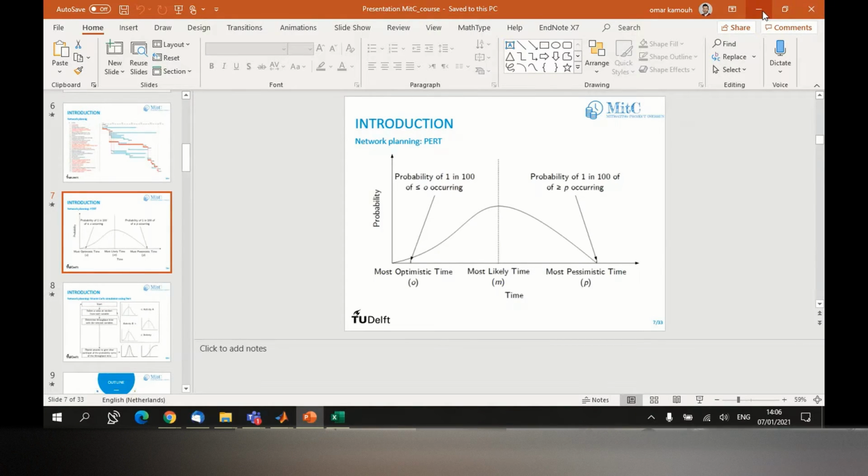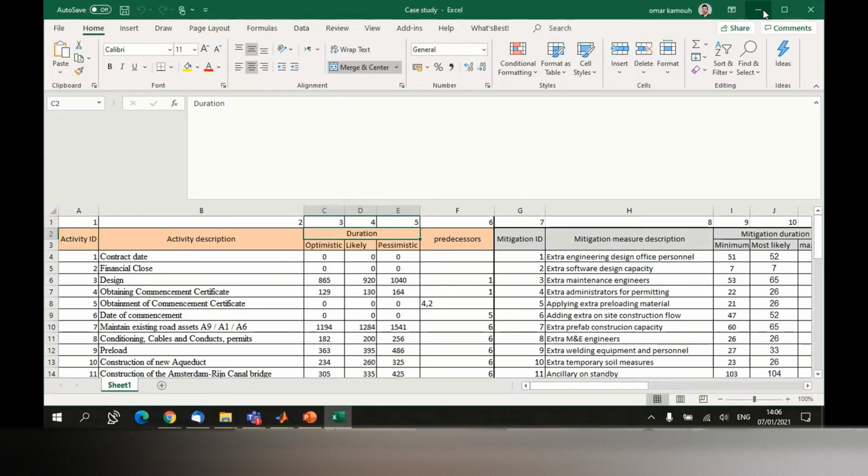How to provide these three values? Of course, from experts or from previous data or whatsoever. Of course, optimistic should be less than the likely, and the likely should be less than pessimistic. So, for example, this one here, you have 865 days, likely 920, and 1040 as pessimistic.